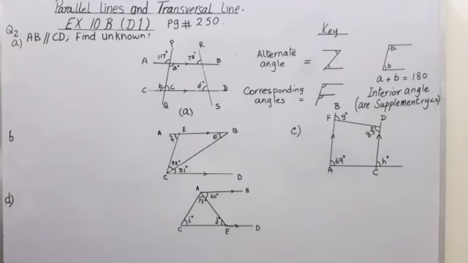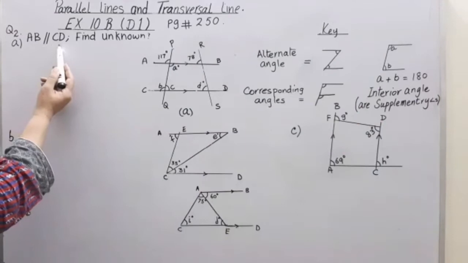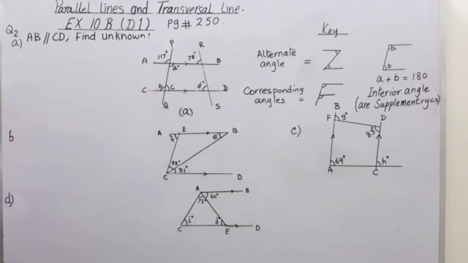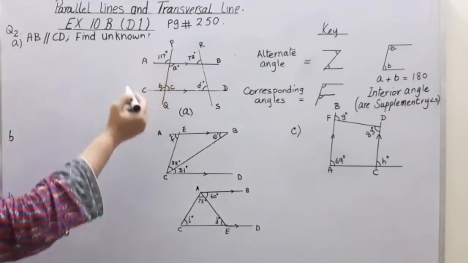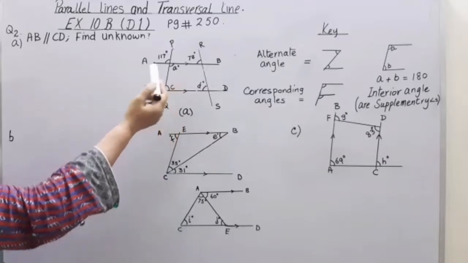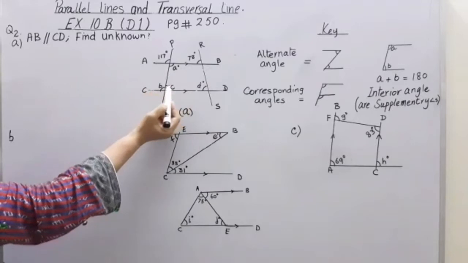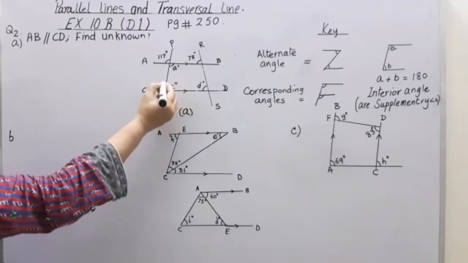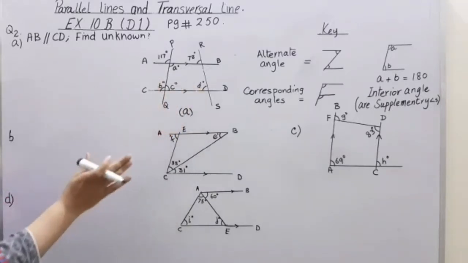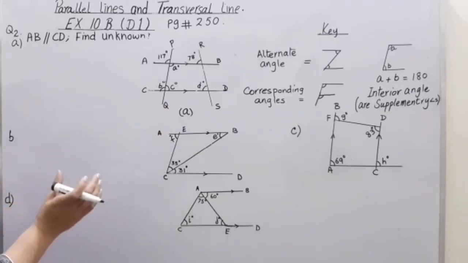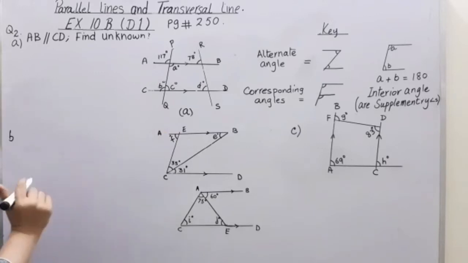Now we do question number 2. AB is parallel to CD, find the unknowns. Page number 250 of D1. The first thing you see in the question, in the picture, is how many unknowns there are. There are A, B, C, D, 4 unknowns. First we find how many unknowns and then start to find the values of them.